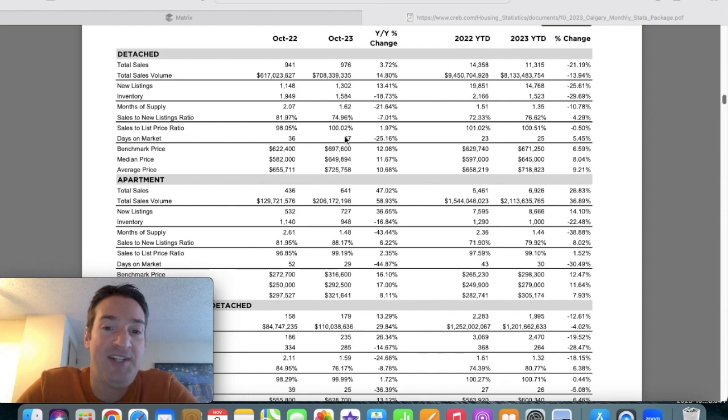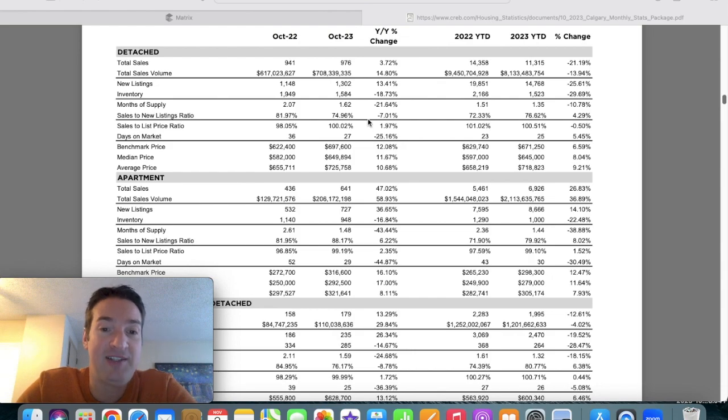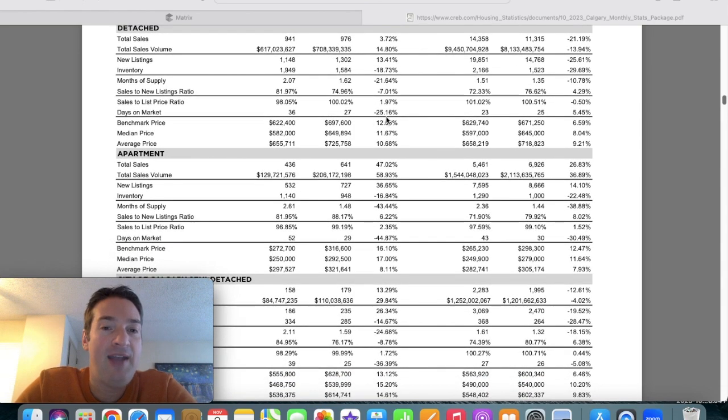Days in the market, 27 days, down 25% year over year. So our market's moving very quickly. This includes the pending period, which is like financing, home inspection, stuff like that. So the market is quite fast here in Calgary. And the average price, $725,000.